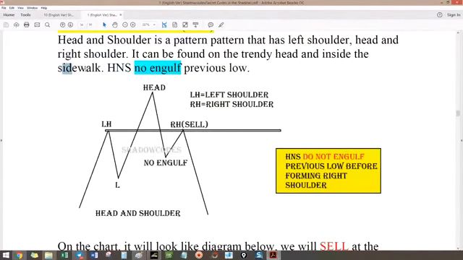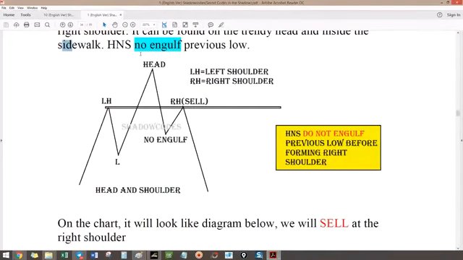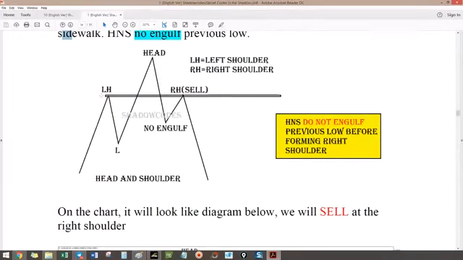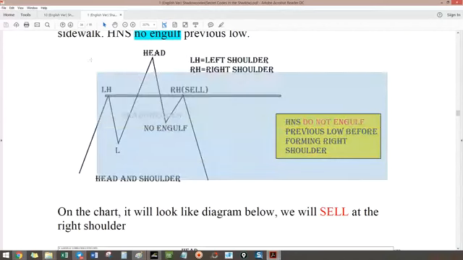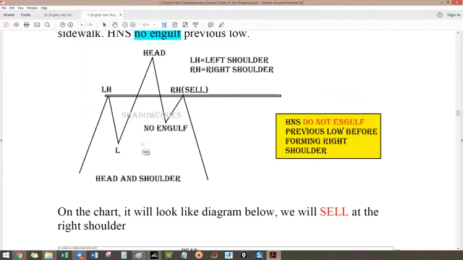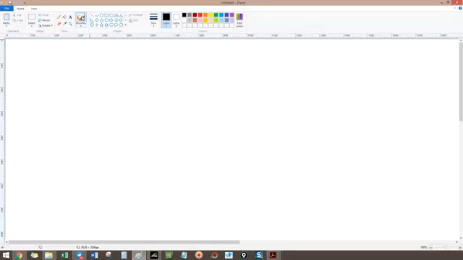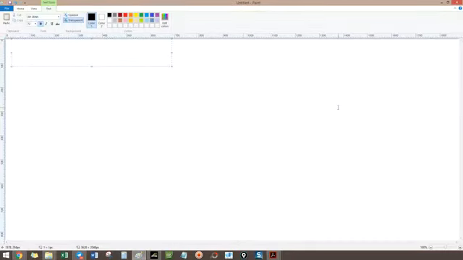It's a sideway here and can be found in the trending market. HNS have no engulf. Okay, so over here you got a left shoulder. This is also wrong. I'm very sorry regarding this. This one was prepared by one of my friends. I think I already checked it. This one is wrong. I will send you another one. Okay, so this is LS or left shoulder. I need to draw another one. HNS.